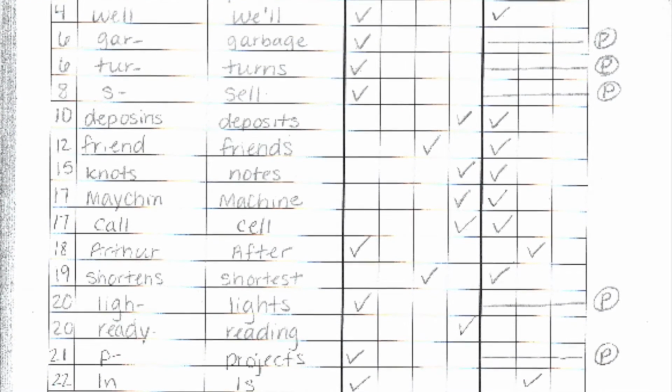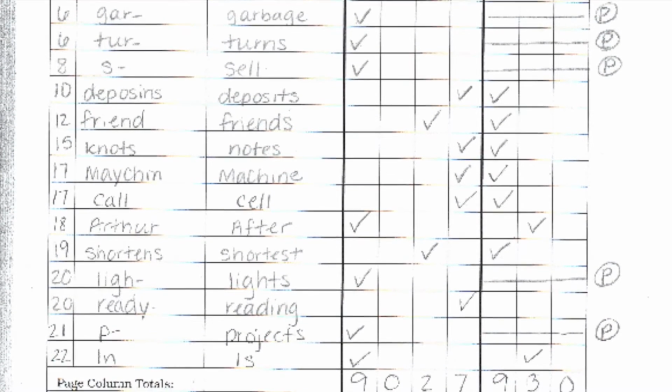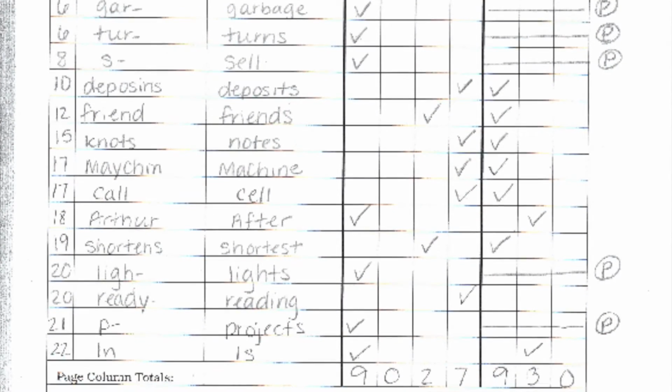It's important to note that you cannot code for graphic similarity with partials, insertions, or omissions.